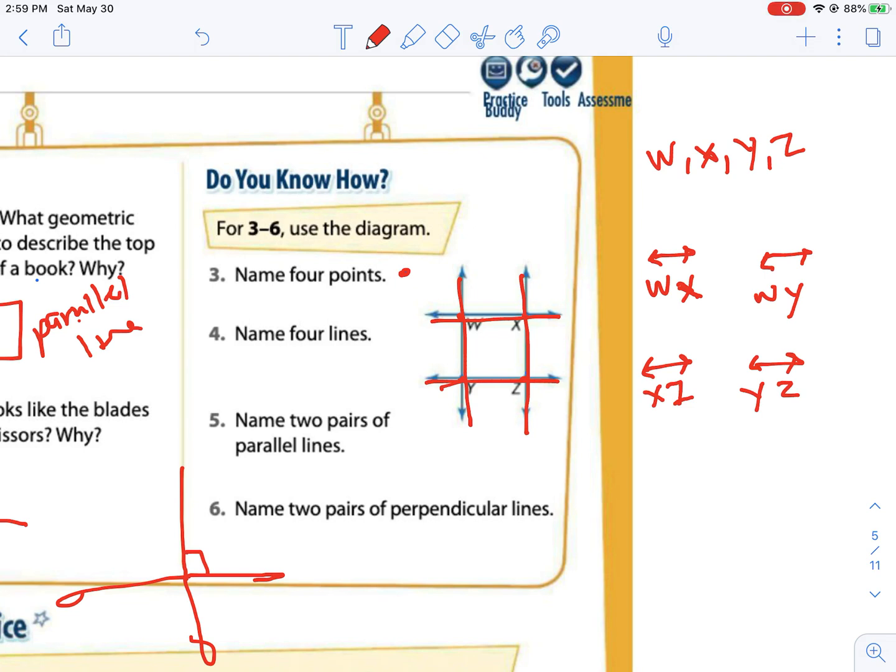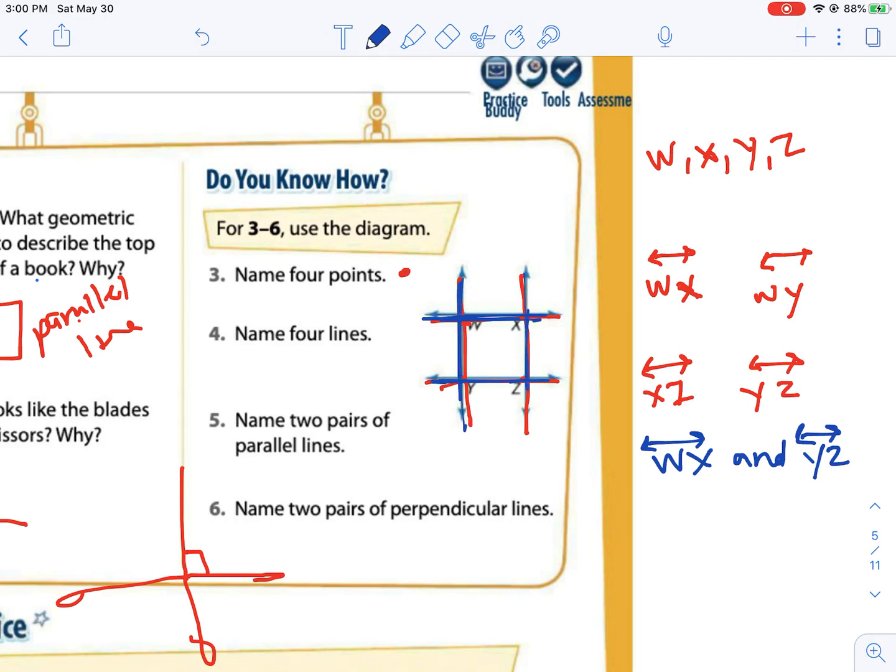All right, and then it says name 2 pairs of parallel lines. Well, we have 2 pairs of parallel lines, and let me get a different color. It would be this right here and this one. They're parallel. They're never going to meet. So the parallel lines would be line WX, and of course we've got to write the line symbol, and line YZ.